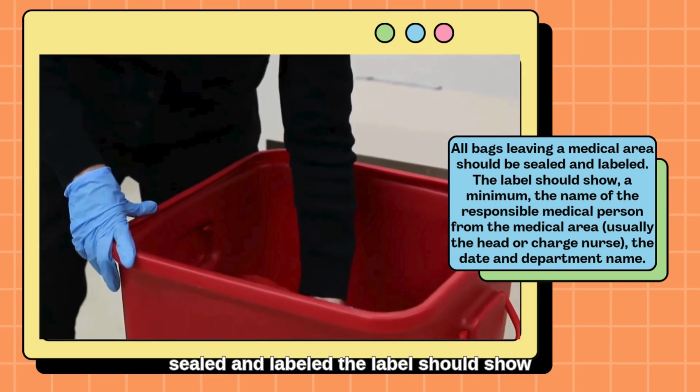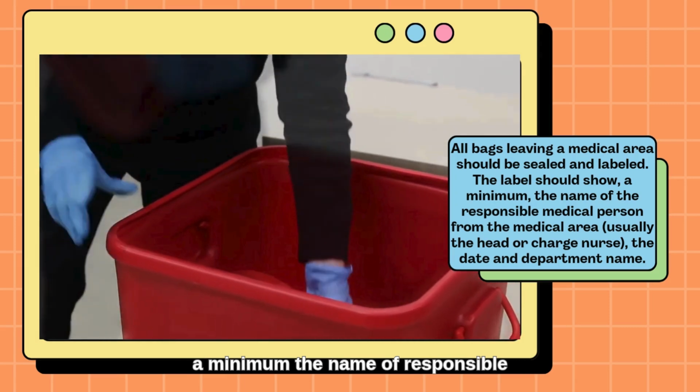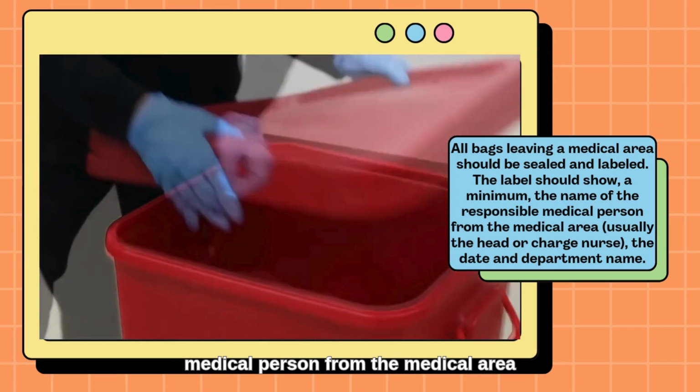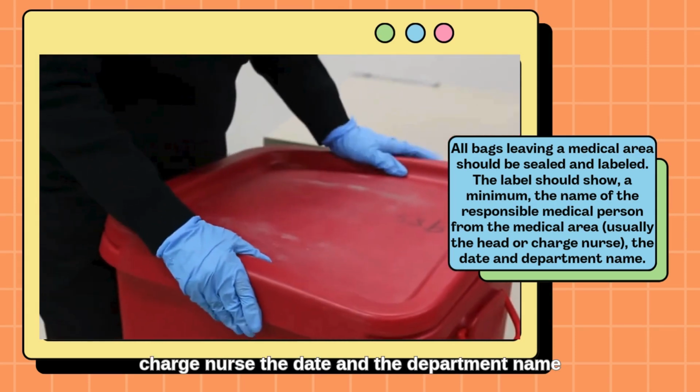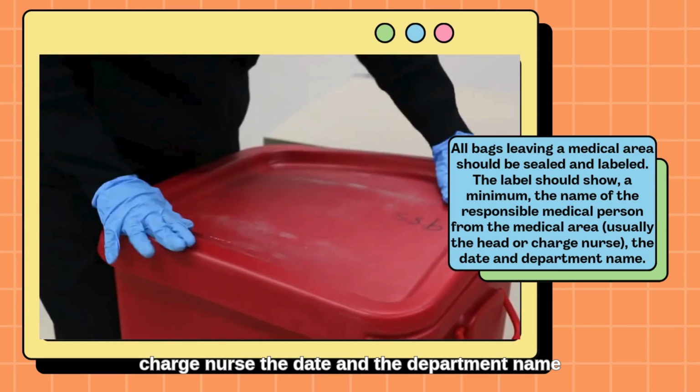The label should show, at a minimum, the name of the responsible medical person from the medical area, usually the head or the charge nurse, the date, and the department name.